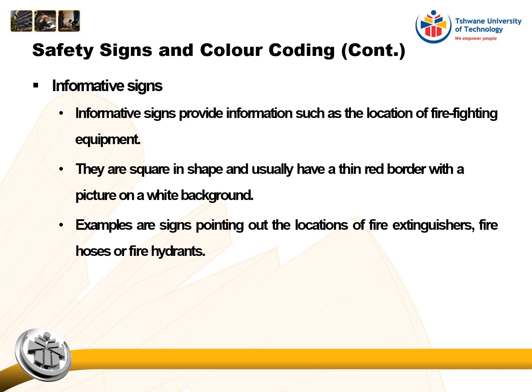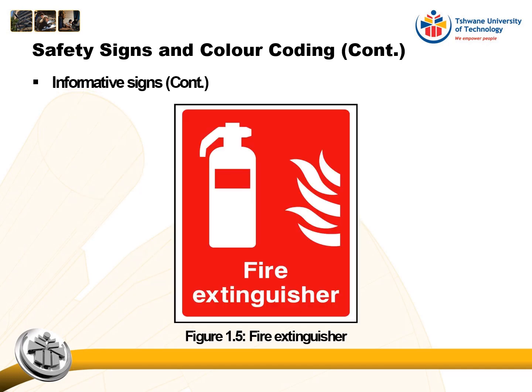Informative signs. Informative signs provide information such as the location of firefighting equipment. They are square in shape and usually have a thin red border with a picture on a white background. Examples are signs pointing out the locations of fire extinguishers, fire hoses, or fire hydrants. So this is a picture of an informative sign.